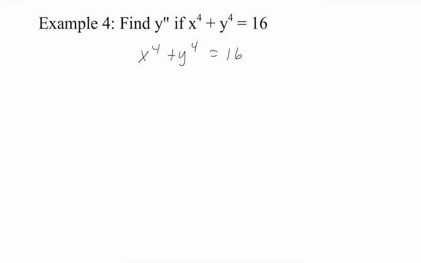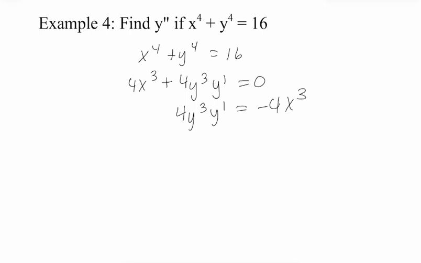So our derivative is 4x cubed plus 4y cubed y prime equals 0. Now, get the y prime term on one side, the other non-y term on the other. Divide by whatever isn't y prime, and we get that y prime is negative x cubed over y cubed. Okay, so that's our first step.